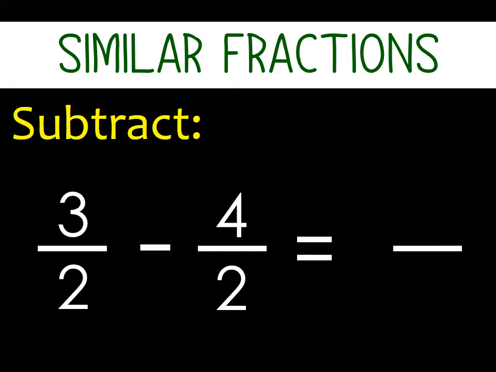Next, 3 halves minus 4 over 2 is equal to. So, 3 minus 4 is equal to negative 1 because we cannot subtract 4 from 3. So, we borrow 1, kaya negative 1, and copy the denominator 2. So, final answer is negative 1/2.